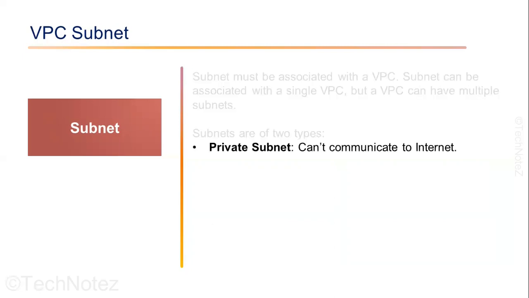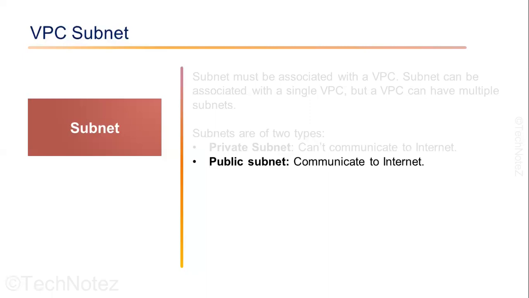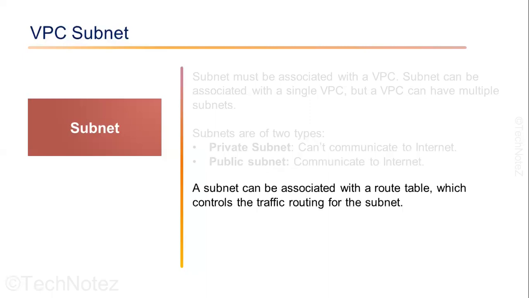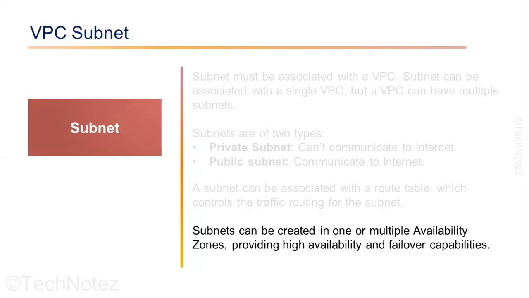Subnets are of two types: private subnet. A private subnet can't communicate to the internet. Public subnet. A public subnet can communicate to the internet. A subnet can be associated with a route table, which controls the traffic routing for the subnet. You can create the subnet in one or more availability zones, providing high availability and failover capabilities for the applications hosted within that subnet.